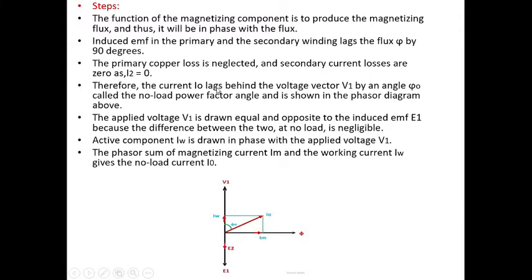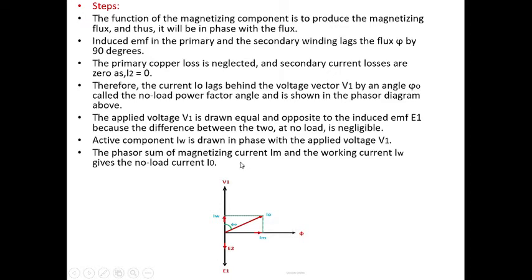Then primary copper loss is neglected and secondary copper loss is also zero, so I2 is equal to 0. Therefore, the current I0 lags behind the voltage V1 by an angle phi 0. We can see phi 0 like this, called the no load power factor angle, and it is shown in the figure. The applied voltage V1 is drawn equal and opposite to the induced EMF. You can see V1 is drawn opposite to the induced EMF. Thus the difference between the two at no load is negligible.